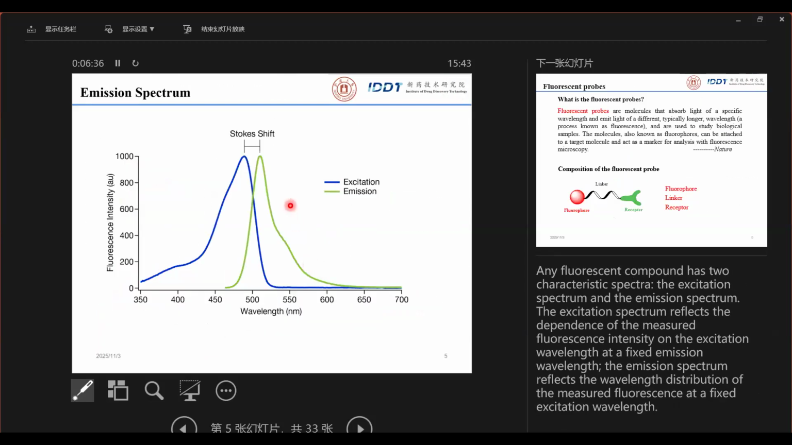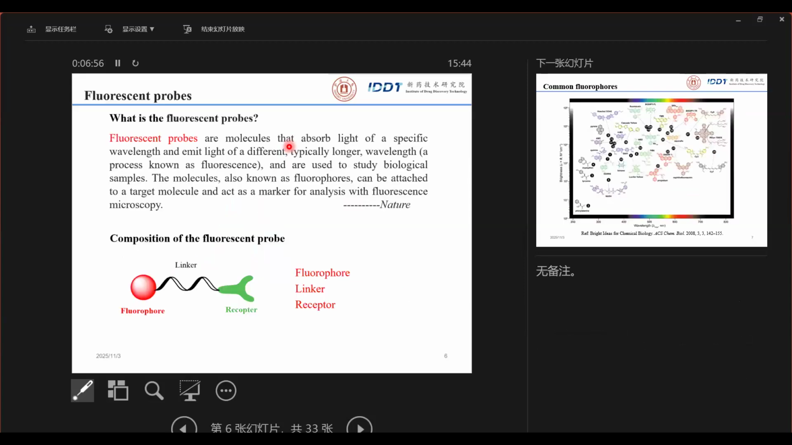And there are two major concepts in photoluminescence. One is excitation, one is emission. The difference between the centers of these two peaks is called the Stokes shift. So this is the original idea of photoluminescence. Now we continue. After photoluminescence, we concentrate on fluorescence, which is my work.